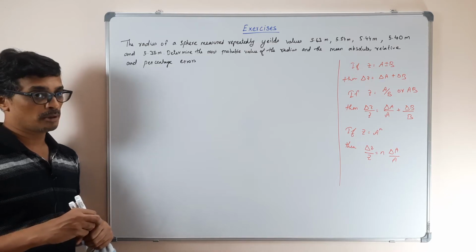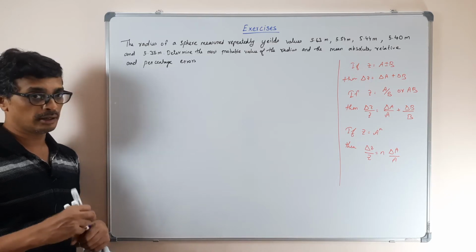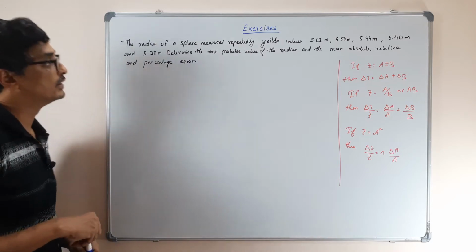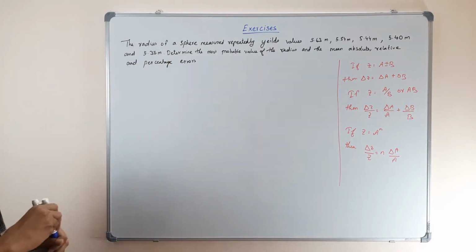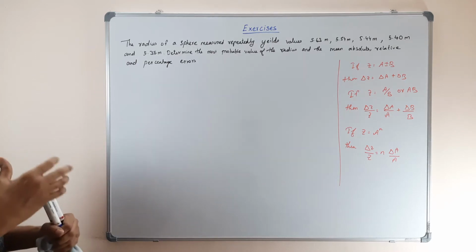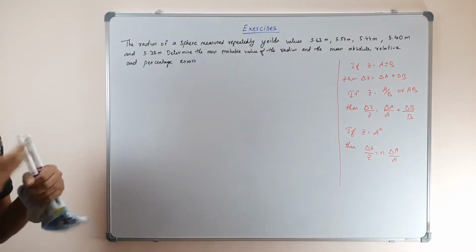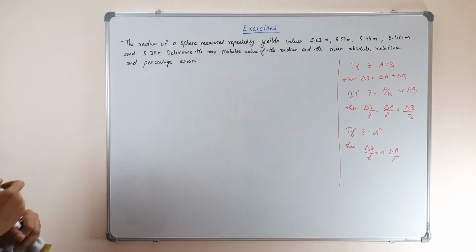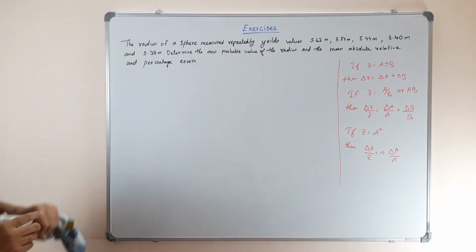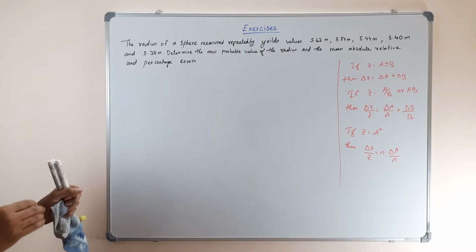Let us do some problems in error and measurements. Okay, so let us see this problem. The radius of a sphere is measured repeatedly. I told you, na? To get error in an experiment, you have to do repeated experiments. So they measure the radius of the sphere repeatedly. It yields values 5.63 meter, 5.54 meter, 5.44 meter, 5.40 meter and 5.35 meter. Determine the most probable value of the radius.